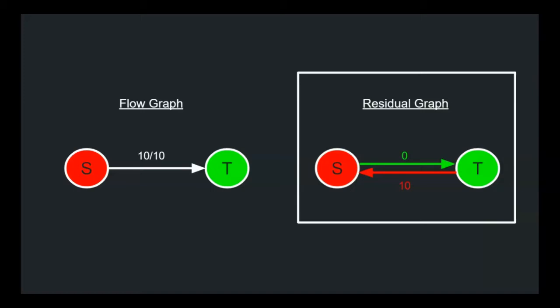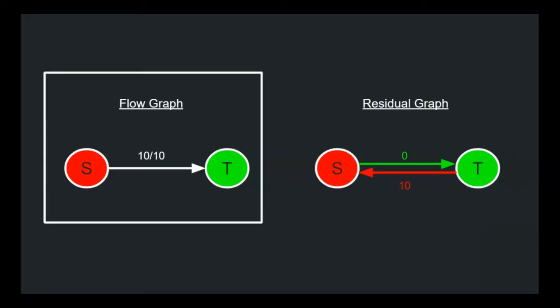Take a look at the residual graph again. Is there any path from S to T? Nope. So we're done. So if you look at the flow graph, the amount of flow entering T is 10, which is the same amount leaving S. This means that this is the maximum amount of flow the system can handle.